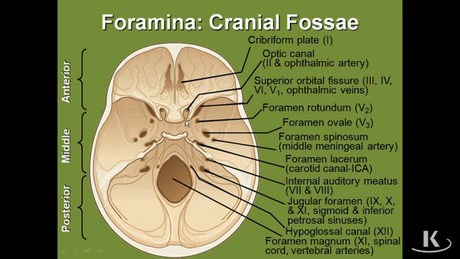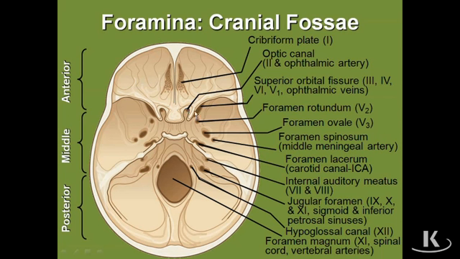Passing posteriorly into the middle fossa, we have the optic canal, and passing through the optic canal is the optic nerve, cranial nerve 2, but also the ophthalmic artery. The ophthalmic artery is a branch of the internal carotid. In fact, it's the first branch of the internal carotid. The internal carotid comes up through the neck without giving any branches in the neck, enters the cranial cavity, and then before reaching the brain gives off the ophthalmic artery that enters the orbit through the optic canal.